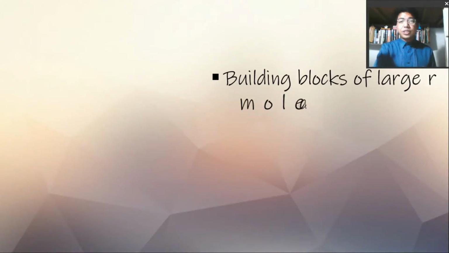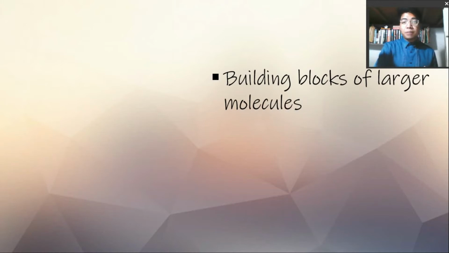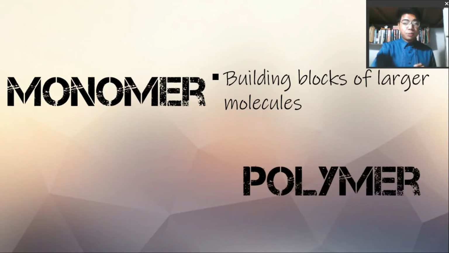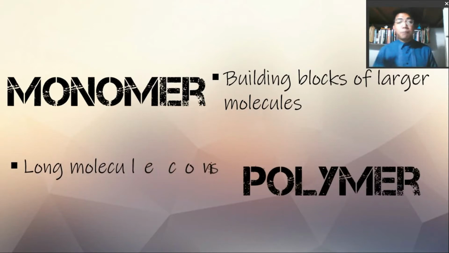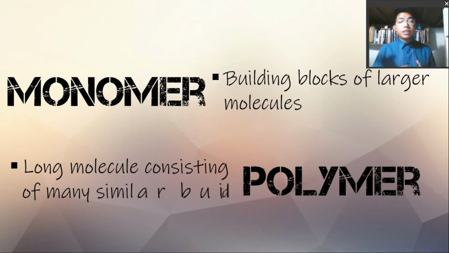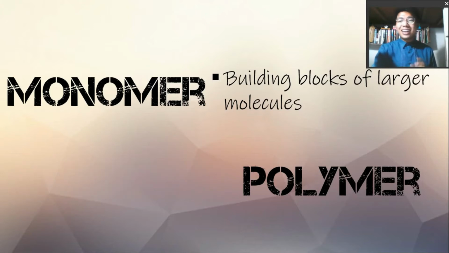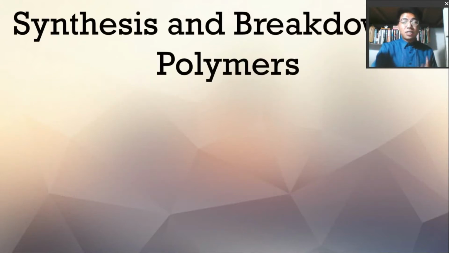Whenever we are talking about the concept of biomolecules, we are going to encounter two terms here. The first one is the building blocks of larger molecules, known as the monomers, while the combination of monomers is known as the polymers. Or these are the long molecules consisting of many similar building blocks. Monomers and polymers can be created or broken down through the following processes.